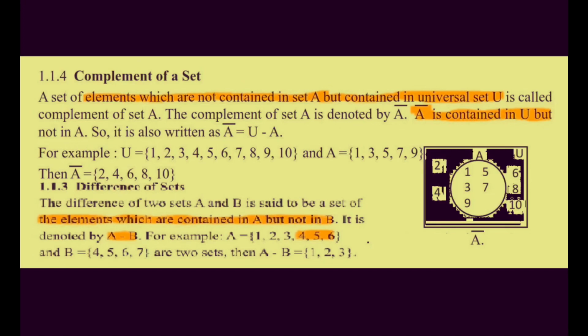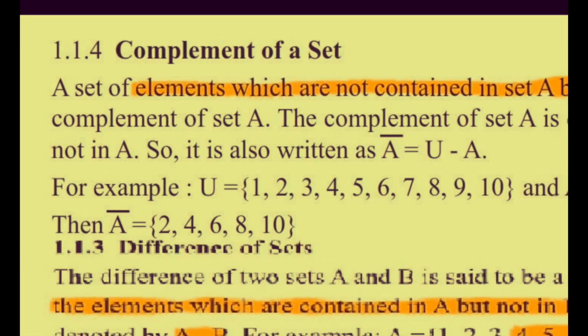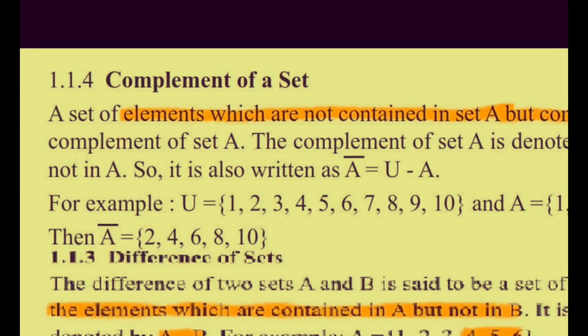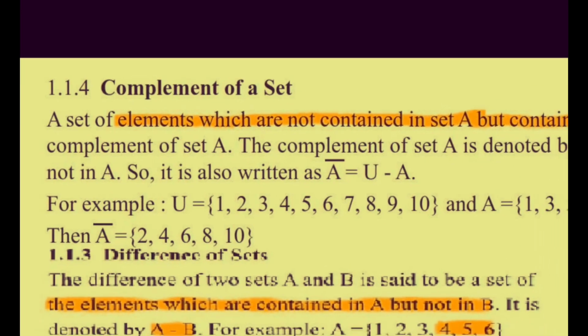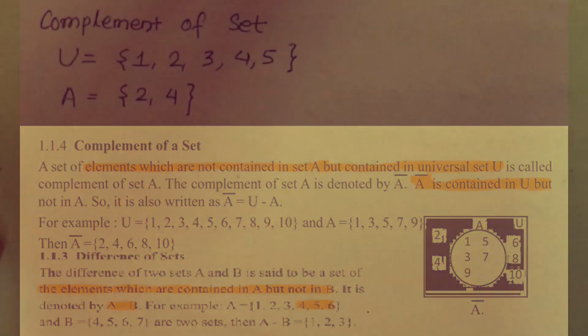For example, U contains 1 to 10 and A contains 1, 3, 5, 7. Then the complement, A bar, is those elements which are not contained in A but are in the universal set. That means from the universal set you have to remove the elements in set A. That means 1, 3, 5, 7, 9 are not written, and the remaining elements from the universal set are written here.